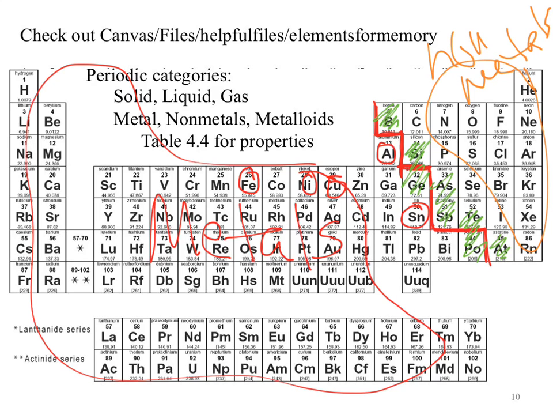Those are your metalloids. So they don't carry the properties of nonmetals. They don't carry the properties of metals. They kind of overlap. They're in that gray area right between. Notice where they sit, right on that boundary between our metals and nonmetals.